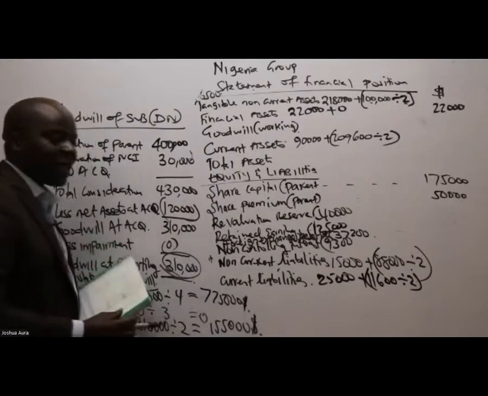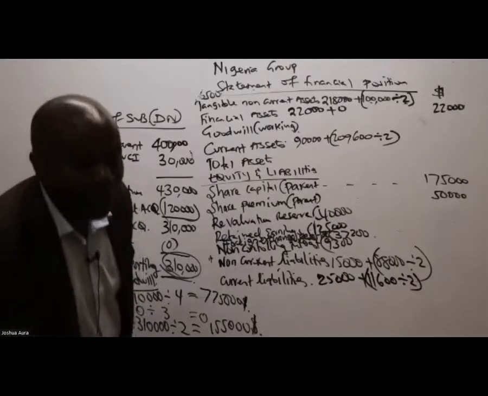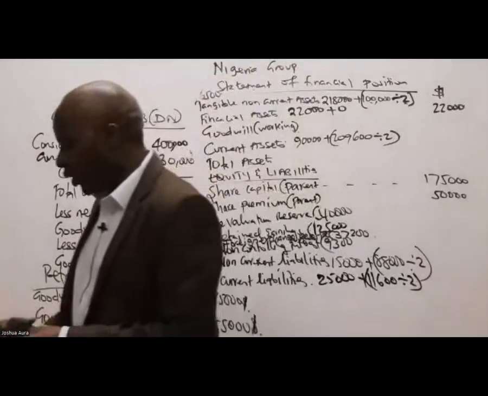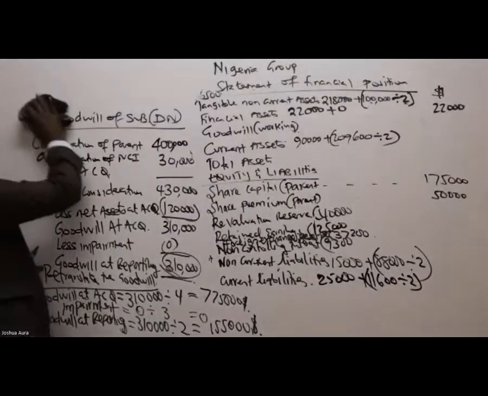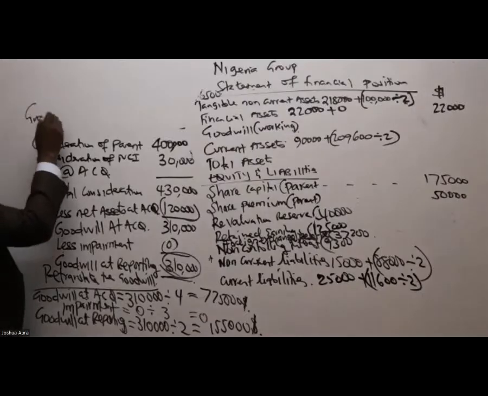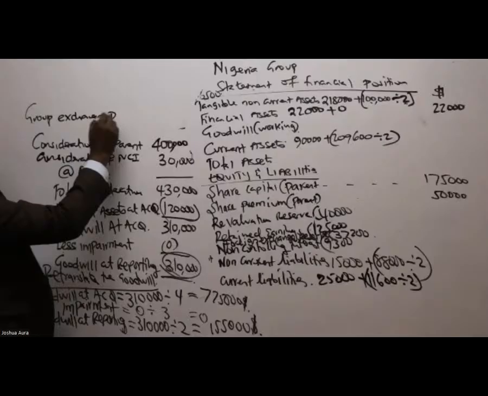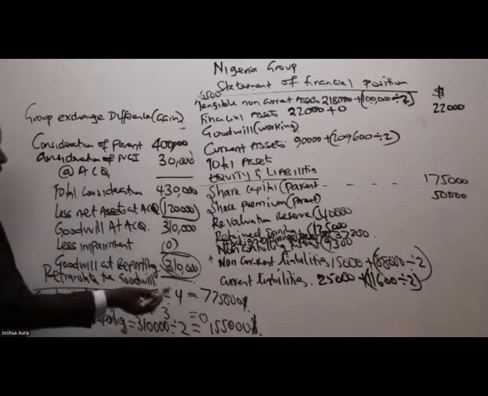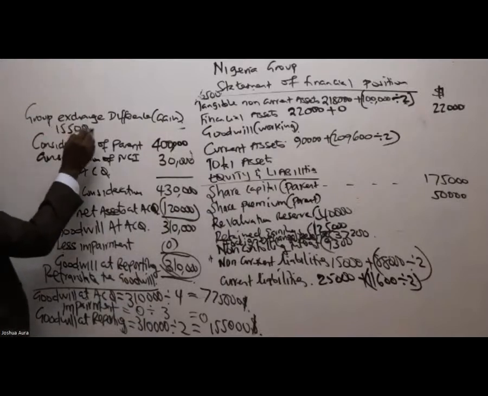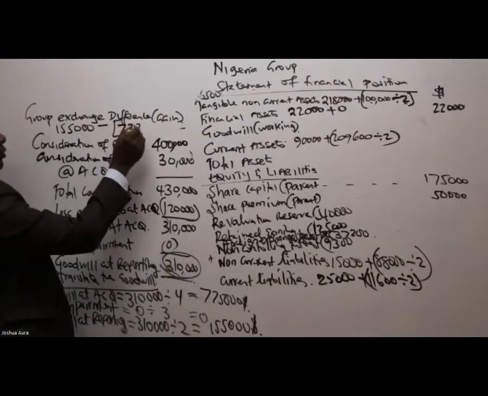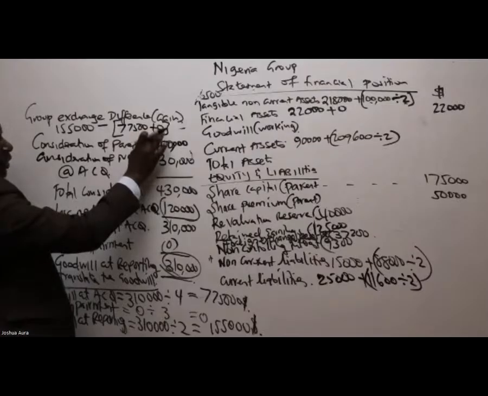So just like we did with net assets, now go ahead and give us the group exchange difference. I can see here the group exchange difference for goodwill. So I will take in this case the closing amount, which is 155,000, minus these two added together, 77,500 plus 0. Just for your revision, include the 0 there.